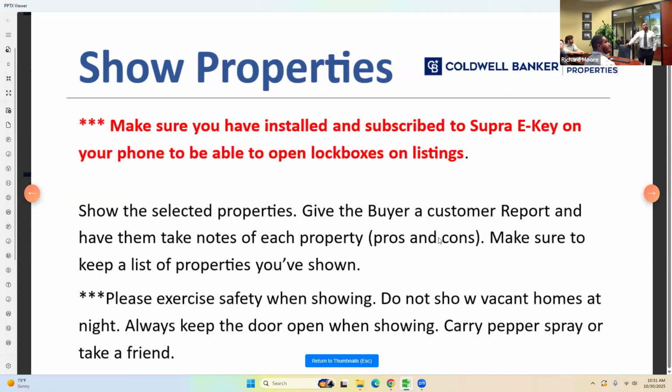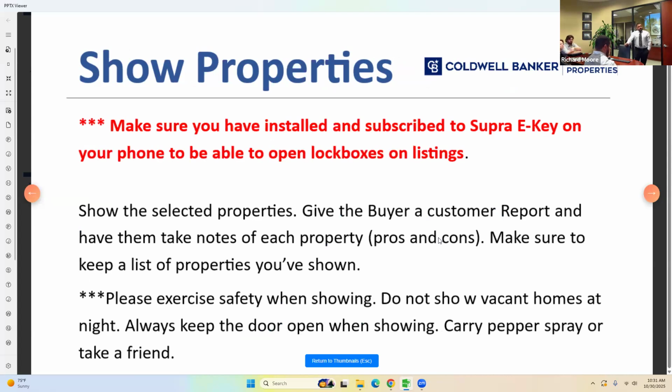You also want to make sure that you have installed and subscribed the Super E Key on your phone to open the lockboxes. It's the Super E Key app that you download from the App Store. Then you have to call Orange County Realtors for them to activate it. This is how you're going to open the lockboxes via Bluetooth on your phone.